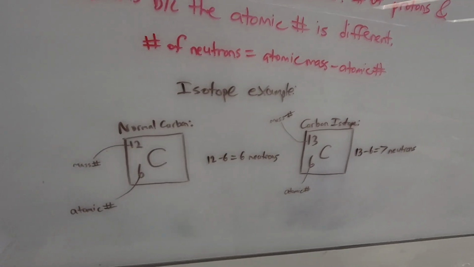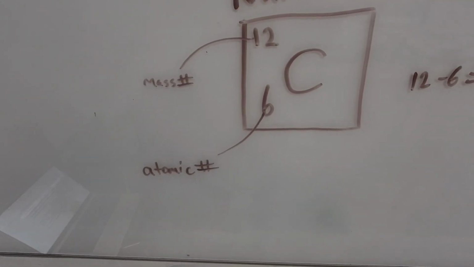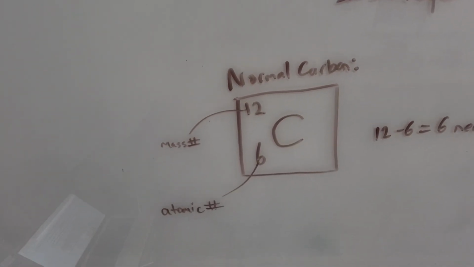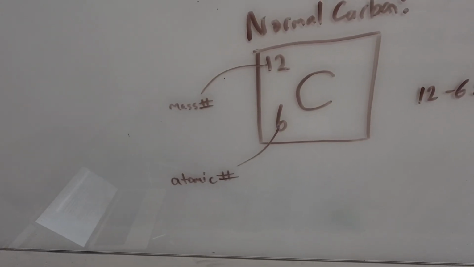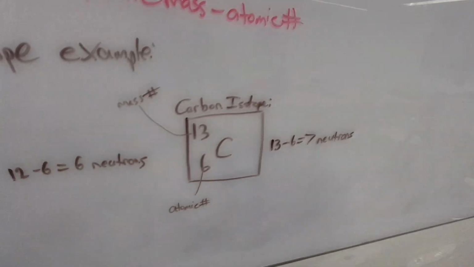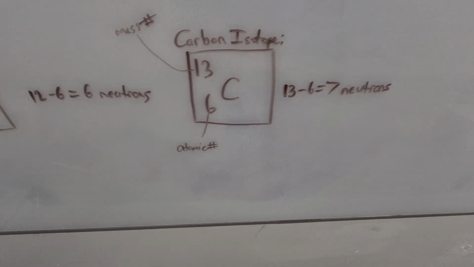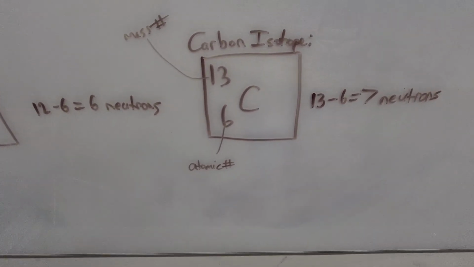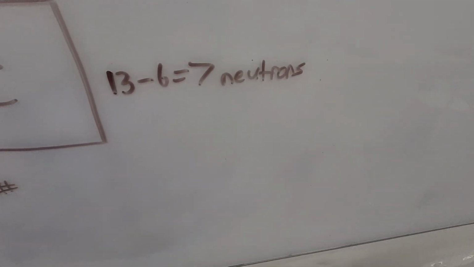So this is an isotope example. We have our normal carbon here with a mass number of 12 and an atomic number of 6. So mass number, atomic mass, they mean the same thing. This is our atomic number giving us 6 protons and 6 electrons. 12 minus 6, 6 neutrons. This is a carbon isotope. And it's an isotope because there's a different number of neutrons because we have a different mass number. 13 minus 6 gives us 7 neutrons.